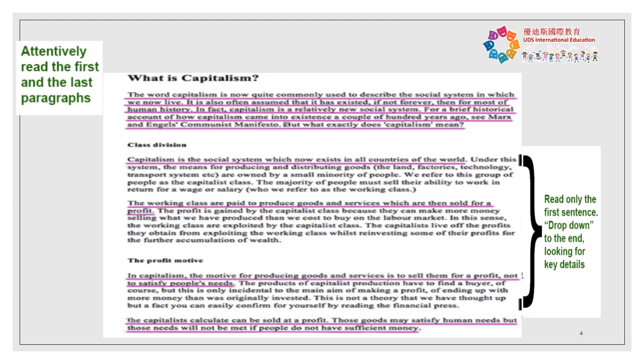So you can see that I highlight the first paragraph. It is going to be read attentively, and the last paragraph is highlighted as well. Okay, so you can see that. In the second, third, and fourth paragraphs, we just read the first sentence of the paragraph and try to drop down to the end, looking for key details. Okay, so for the whole essay, I just need around 1 minute to read the highlighted sentences. Then I can get the main idea.